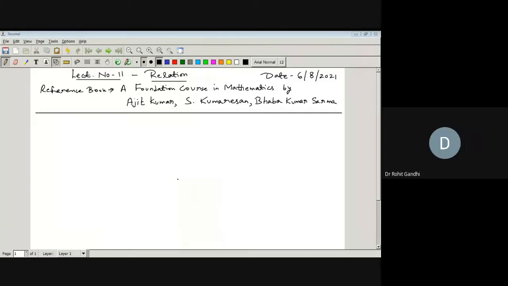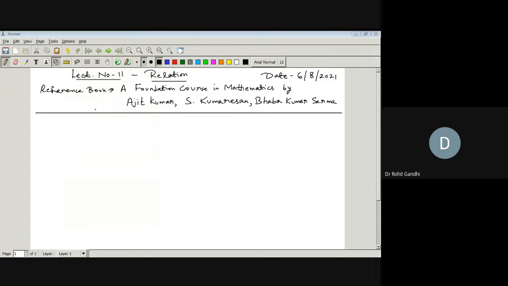Good evening once again, students. Today we will talk about relations. In my previous lecture, we studied relations, and I am following this book. It's a very good book for this foundation of mathematics course. The book is A Foundation Course in Mathematics, written by Ajit Kumar and S. Baba Kumar Sarma. It's a very good book.